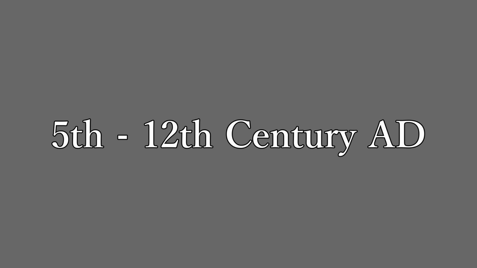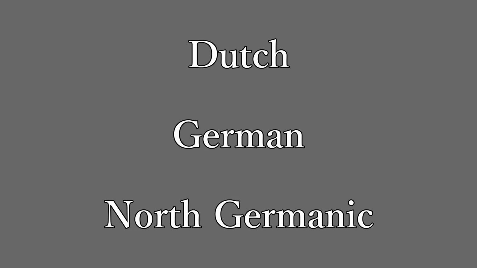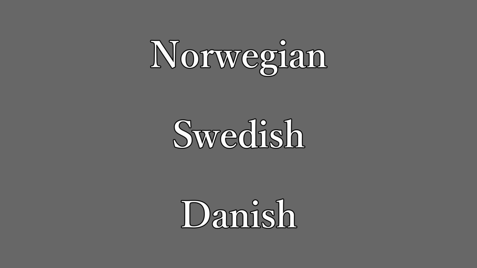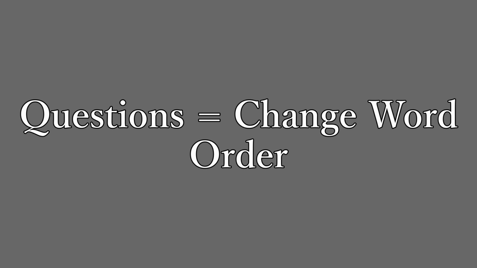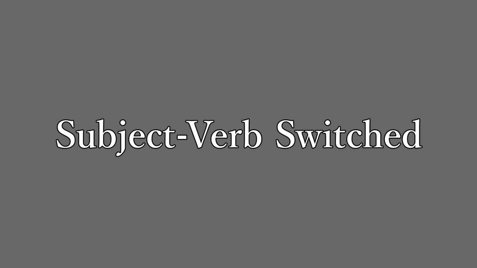Traveling all the way back to the 5th and 12th century, we can see Old English, or the pre-do support period. If you've ever studied Dutch, German, or North Germanic languages such as Norwegian, Swedish, and Danish, you may realize that questions are formed through changing word order. In order to say, when do you come home in Old English, you'd say, Hwænne cymst thu ham. Translating word for word, this is, when come you home, where the subject and verb are switched.